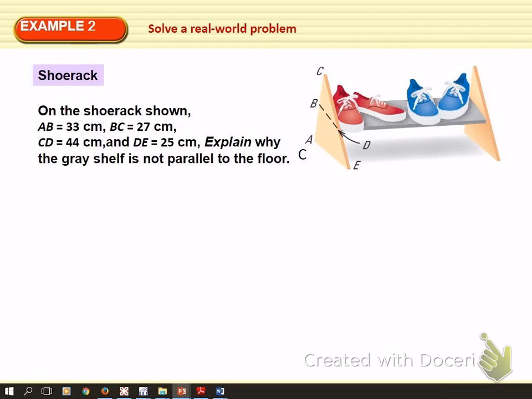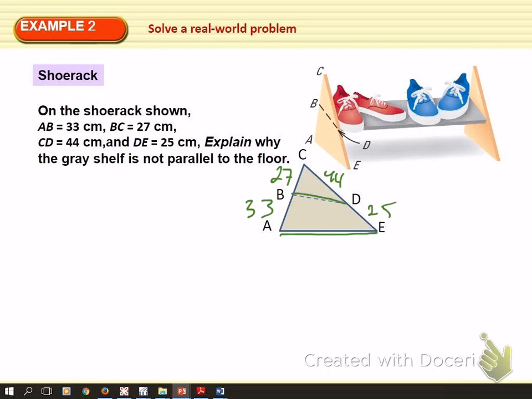Okay? Now, if we could go the other way, we can use the converse to the triangle proportionality theorem to try to show that two lines are parallel. So shoe racks, right? Some shoe racks, they have these ends and then they have shelves running in between the ends, and some of these shelves are parallel to the floor and some aren't. How can we determine that line BD, which represents the shelf, is parallel to the floor or not? Well, AE represents the floor because that's the bottom of the end sitting on the floor, and BD is the shelf. Well, AB is 33, BC is 27, CD is 44, DE is 25.